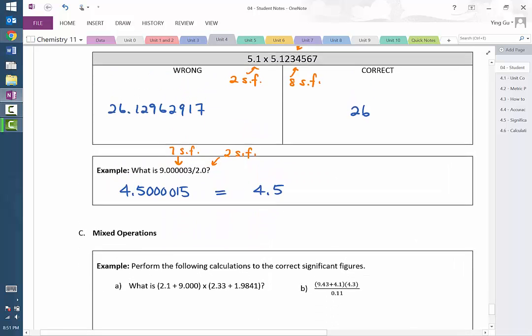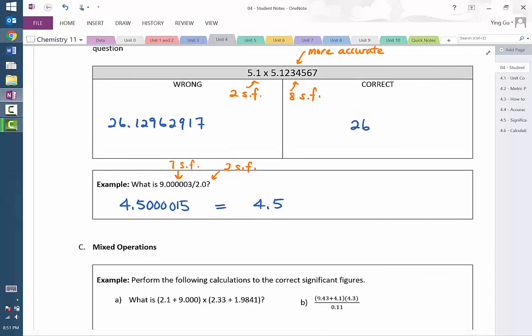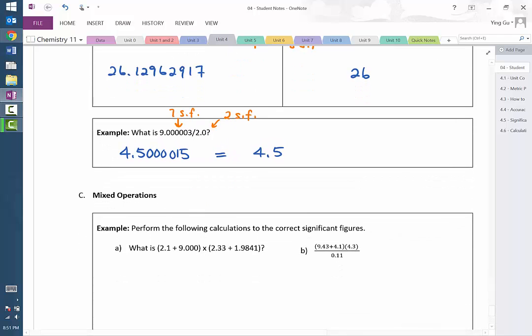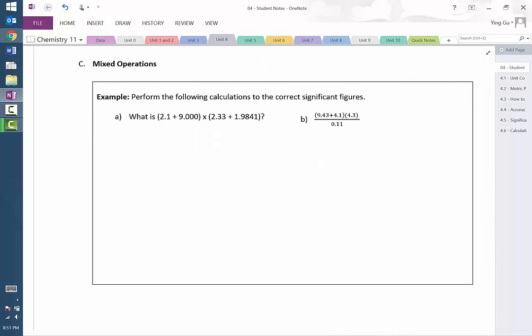Remember which rule belongs to which operation. When we deal with mixed operations, we have to keep both of those rules in mind, which means that we have to do the significant figures set of rules multiple times all throughout our calculation. Let's look at the first problem here.